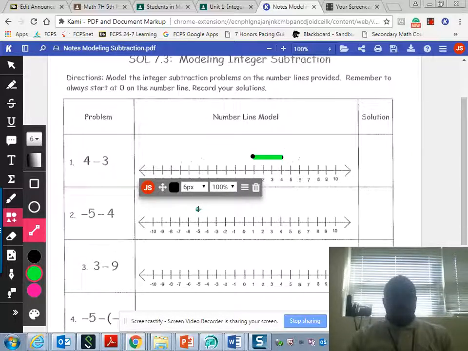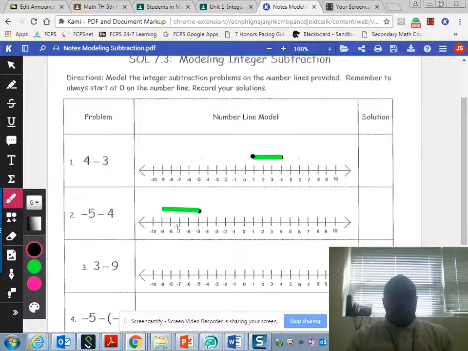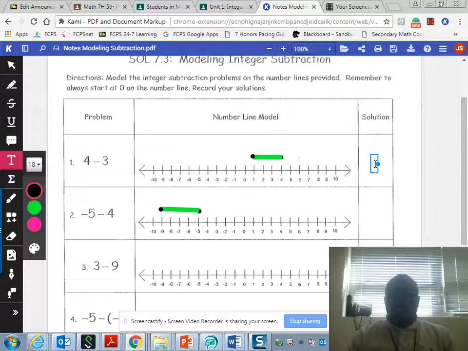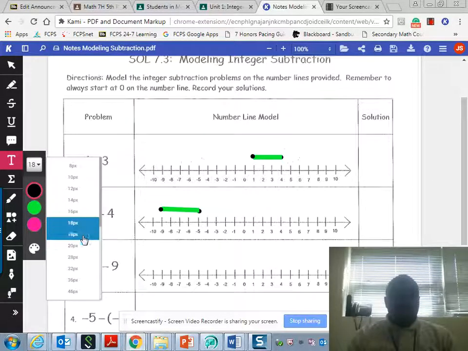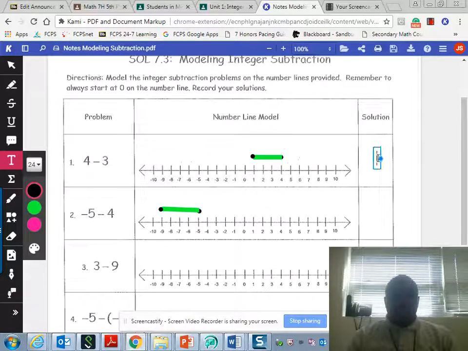We want to make sure that we show this on a number line. We draw a line from there to there, and this is how it looks. We go 4 spaces, 1, 2, 3, 4, and we end up at negative 9. So for the first one, 4 minus 3 is 1, and for the next one, negative 5 minus 4 is negative 9. This is representing integer subtraction on a number line.